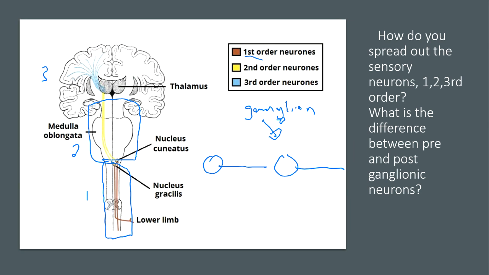So sensory information comes down here in the pre-ganglionic fiber. So whatever that is, information goes down here. And then it jumps from the pre-ganglionic to the post-ganglionic cell. And then the information or that signal continues down.